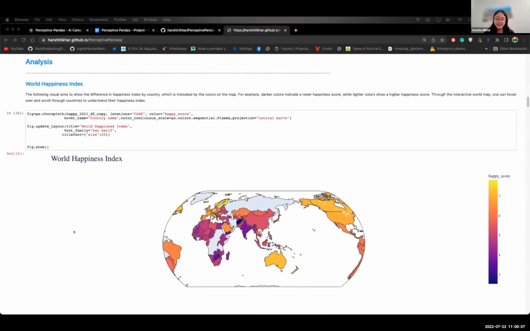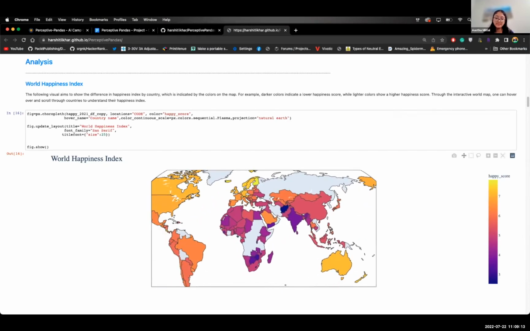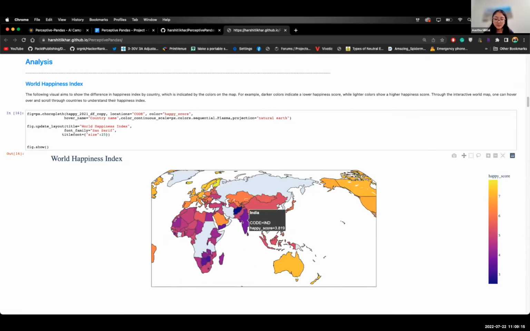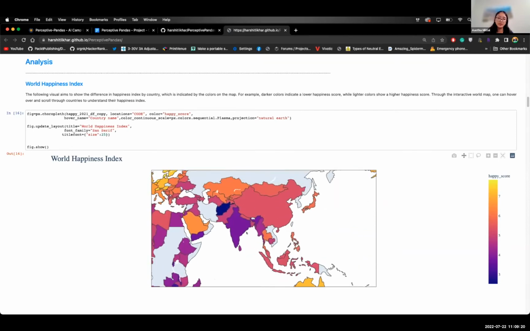So moving on to our analysis, the world map shows a difference in happiness index by country, which is indicated by the colors on the map. So for example, darker colors indicate a lower happiness score, while lighter colors show a higher happiness score. You can also scroll through this map and hover over it.